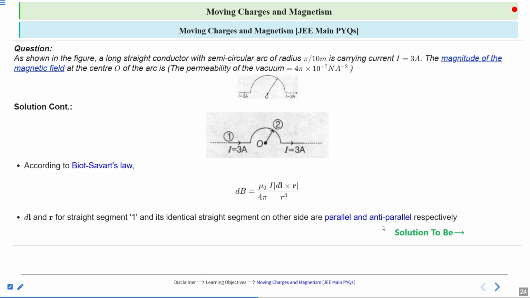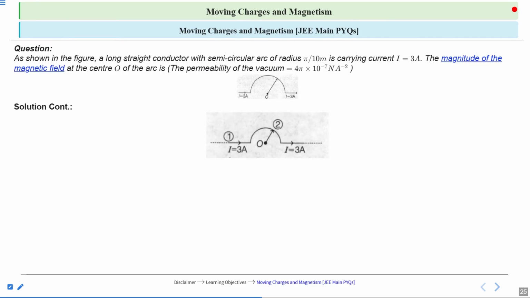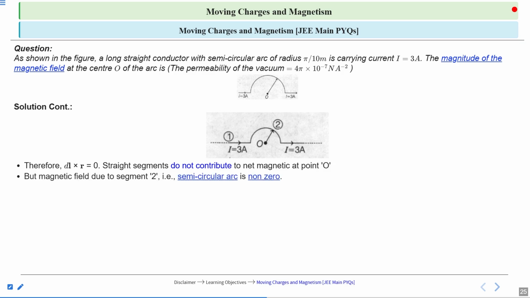Therefore dl cross r will be equal to 0, because dl cross r is dl r sine theta. They are parallel or anti-parallel, meaning theta is 0 or 180, and sine of 0 or 180 is 0. So dl cross r will be 0. Straight segments do not contribute to the net magnetic field at O. So the net magnetic field at O is only because of the semicircular arc, and the magnetic field due to segment 2, the semicircular arc, is non-zero.